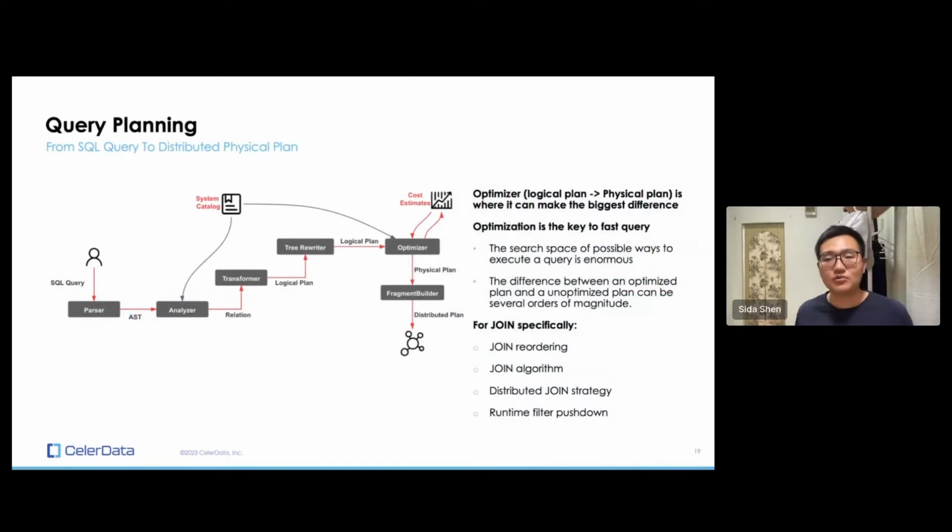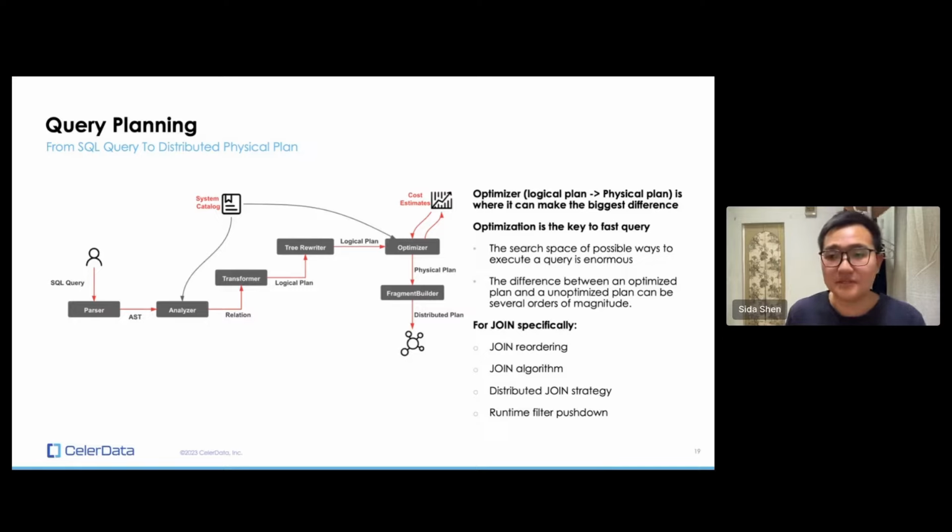And here is a higher level illustration of how query planning works. First, your SQL query hits a parser, and a syntax tree is generated. The transformer then generates a logical plan. And your optimizer generates a physical plan from the logical plan. And here, the real optimization happens, from the logical plan to the physical plan.